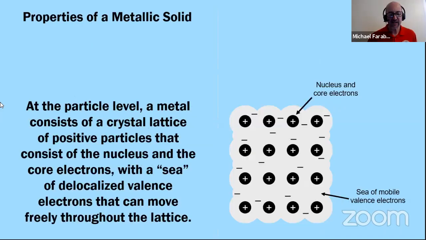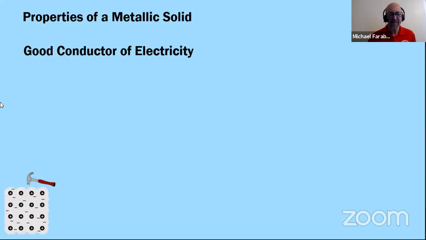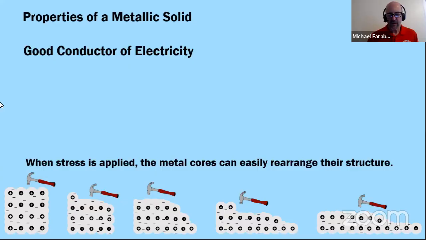Properties of a metallic solid. We talked about how they are good conductors of electricity because of the mobile valence electrons. So it has a sea of delocalized mobile valence electrons. As far as it being brittle, it's actually not brittle. Metals tend to be rather malleable. So if you apply stress, it tends to sort of mold and reform and flatten.